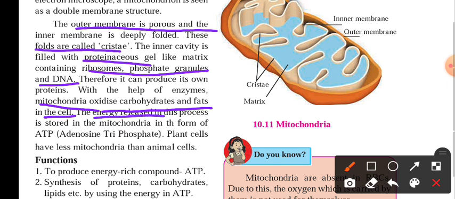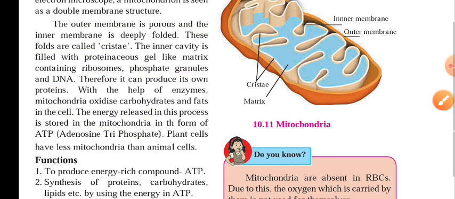The energy released in this process is stored in the mitochondria in the form of ATP, which we also call adenosine triphosphate. Plant cells have fewer mitochondria than animal cells because plants require less energy, and that's why the number of mitochondria present in plants is lesser as compared to animals.